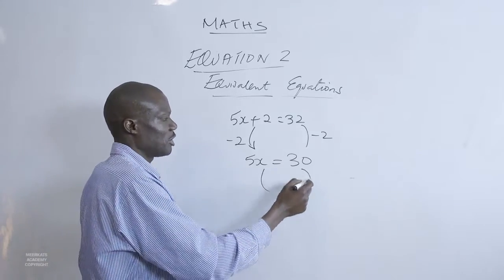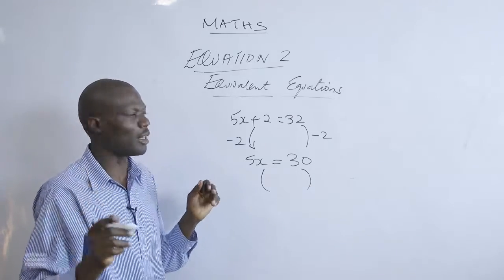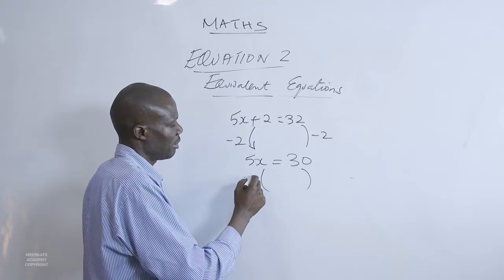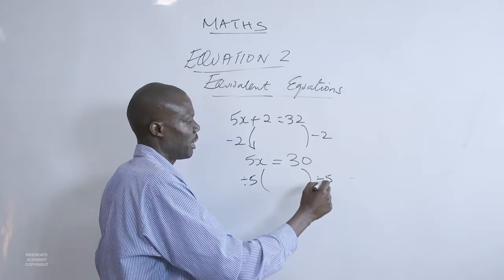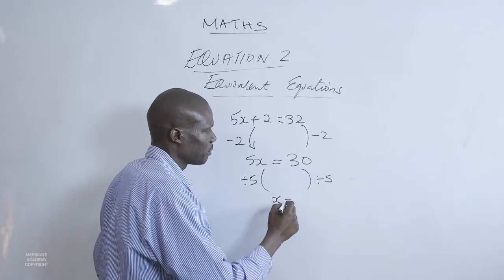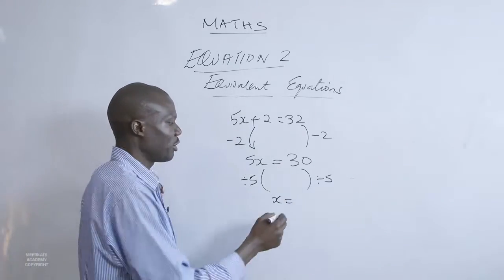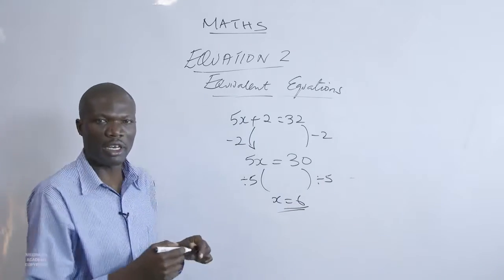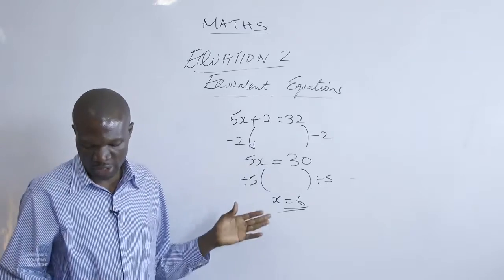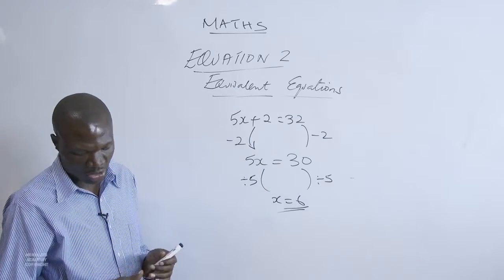After this, as we say, dividing by a number other than 0, the number to divide by here is 5, so divide by 5 on both sides. 5x divided by 5, you will get x. 30 divided by 5, you will get 6. You can't move any further, but the x is 6. Therefore, the solution of this equation is x is equal to 6.